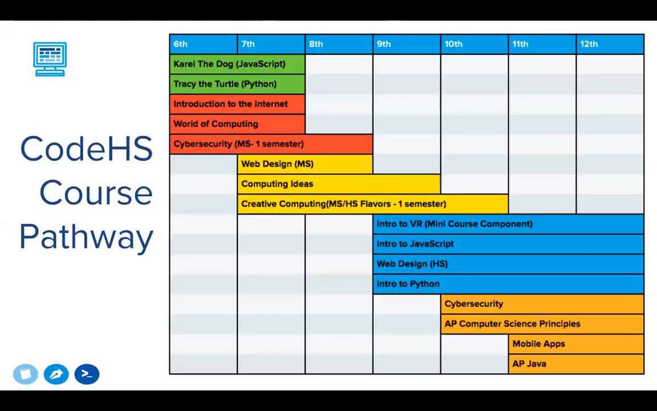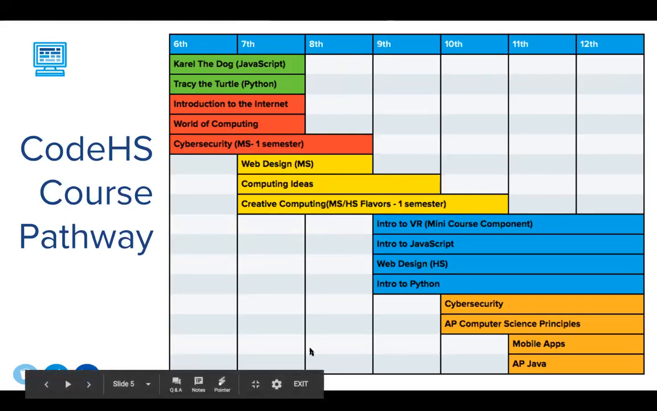So this is provided by CodeHS to show the progression of the available courses that we have. So you'll see a link to this in the chat box if you want to take a deeper look for yourself. The CodeHS course pathway can help you decide which course to teach and when. The chart is broken down by grade level, and course placement is determined by difficulty.